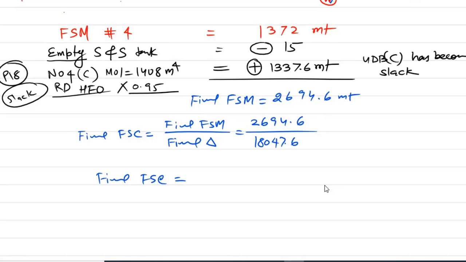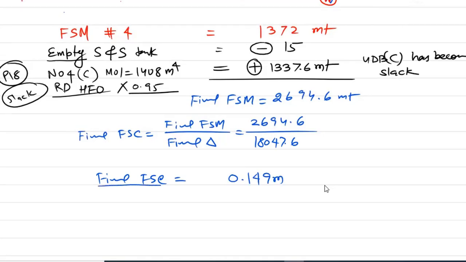2694.6 minus ... divided by 18047.6, divided by 047.6. How much are you getting? The final FSC is 0.149. 2696.454. 0.149 meter. Yeah. All right.